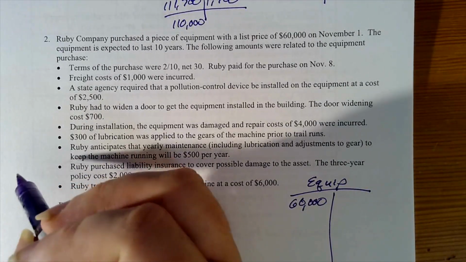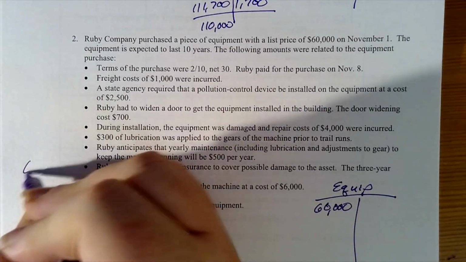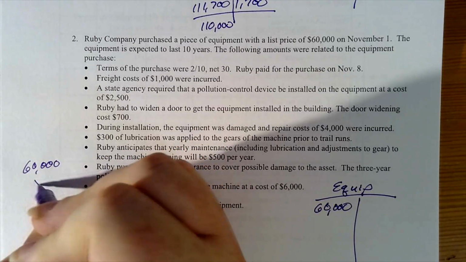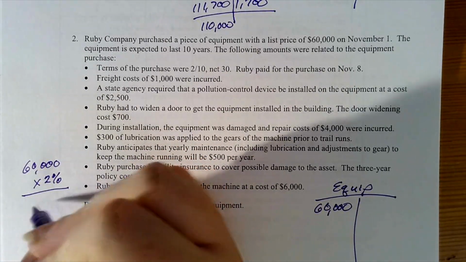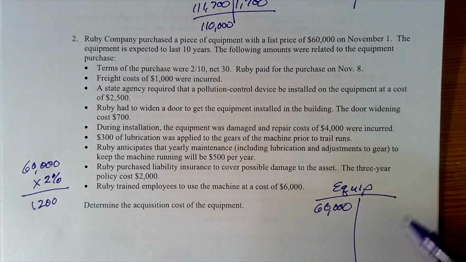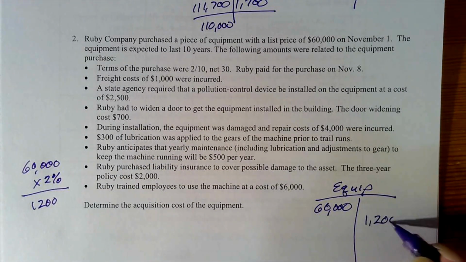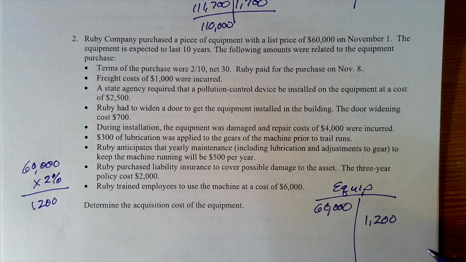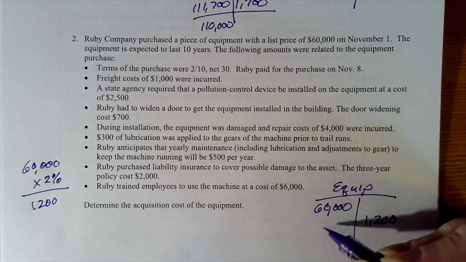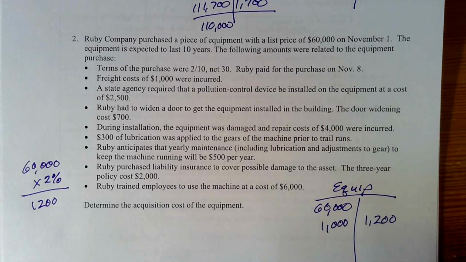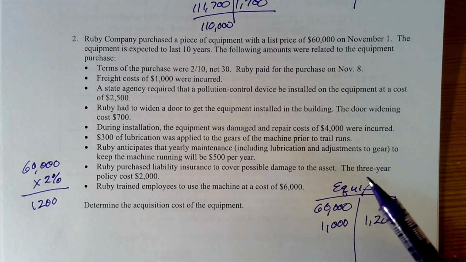So if we said, well, how much discount is that? Well, that's 60,000 times 2%. So that's going to be $1,200. So that's basically reducing the price, right? We got a discount on this piece of equipment. So $1,200. The freight costs were $1,000. So that's freight in, right, to bring the piece of equipment to us. So that gets added as part of the equipment.